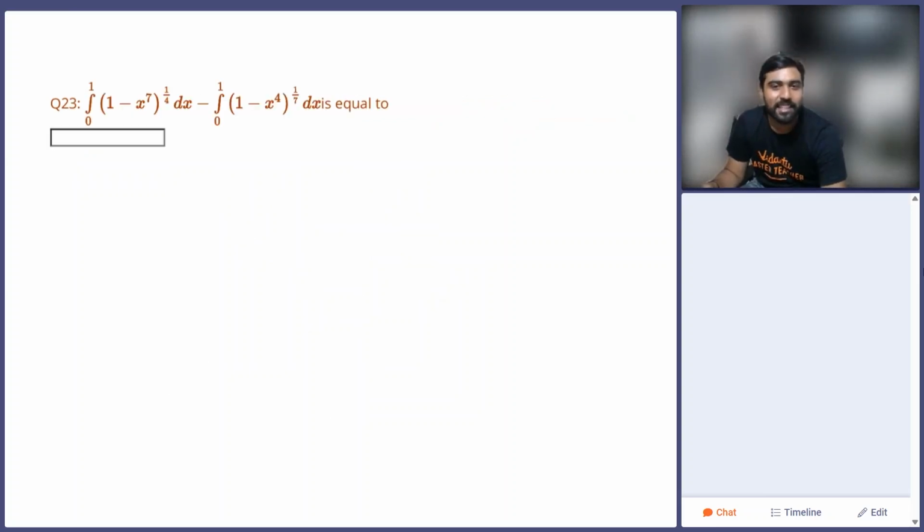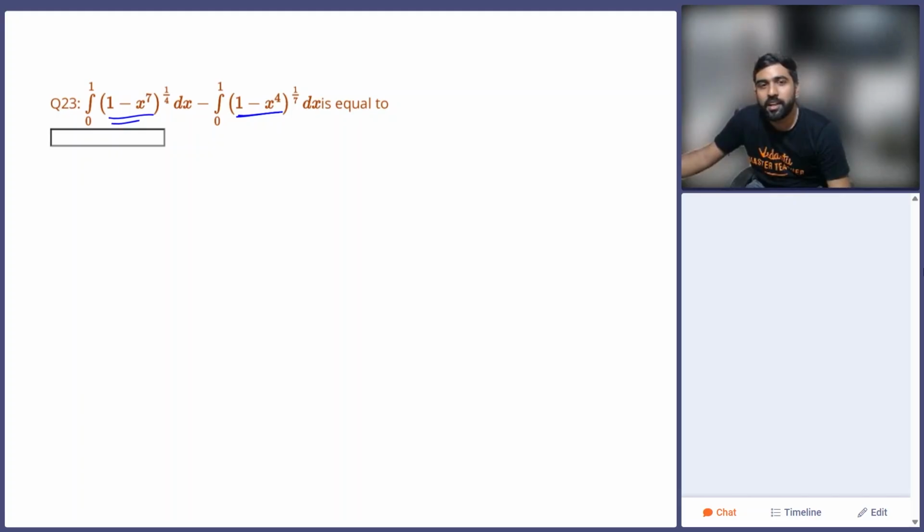Okay, the idea is clear, everyone. Let's move on. What do we have over here? We have integral 0 to 1, 1 minus x power 7 whole power 1 by 4, minus 0 to 1, 1 minus x power 4 1 by 7 over here. Alright guys, I hope you're able to see one thing here. These two are nothing but the inverse of each other. Hope you're able to see this. These two, they are the inverse of each other.